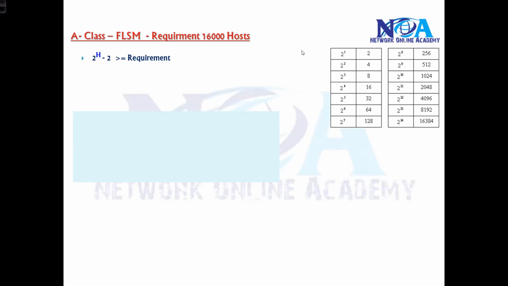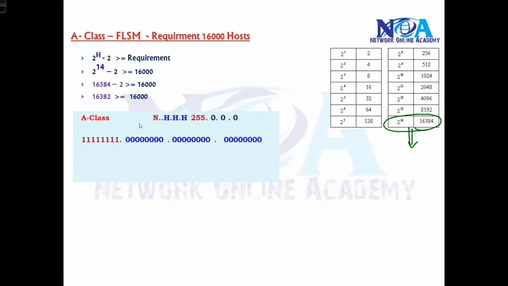So let's go with the 16,000 requirement here. This time I'm going to use an A class. So the 16,000 means the power value, which means I have to use the power value of 2 to the power of 14, right? So 2 to the power of 14 satisfies my requirement. Exact 16,000 is not possible, so 16,384 is the possible size. Means I can go up to 16,382 addresses maximum. So based on this, the host bits.